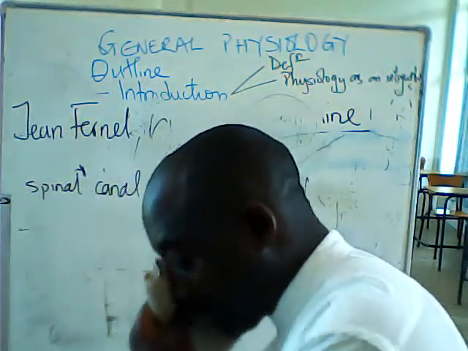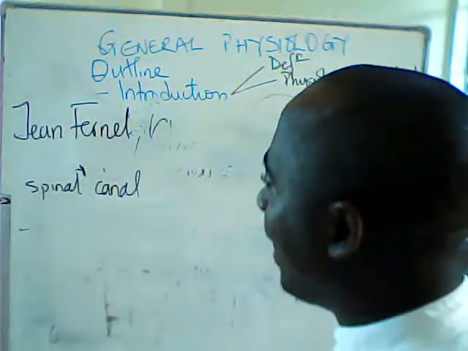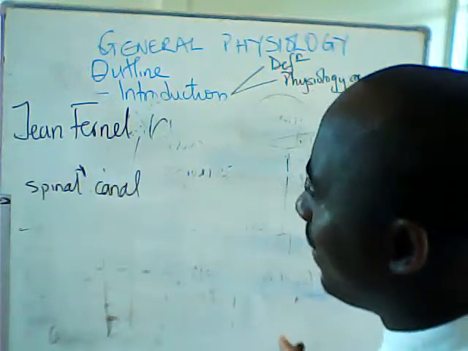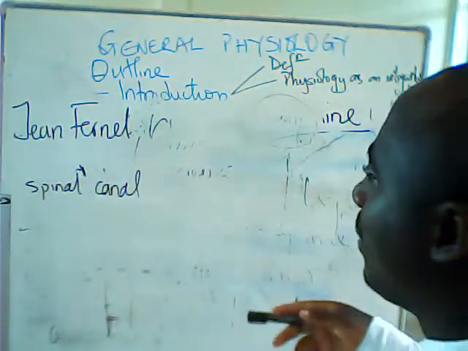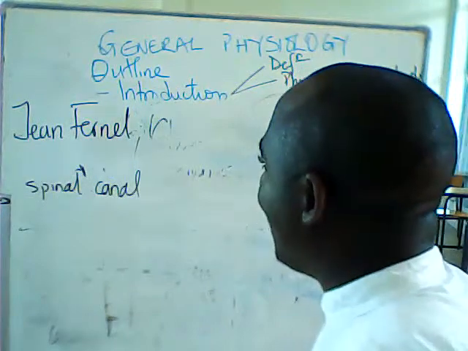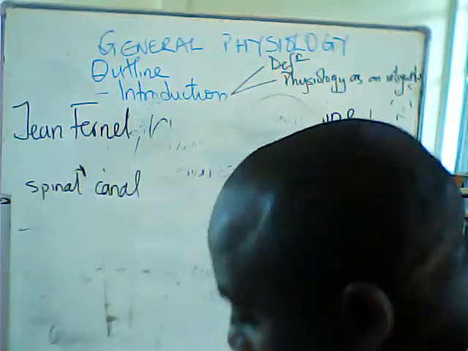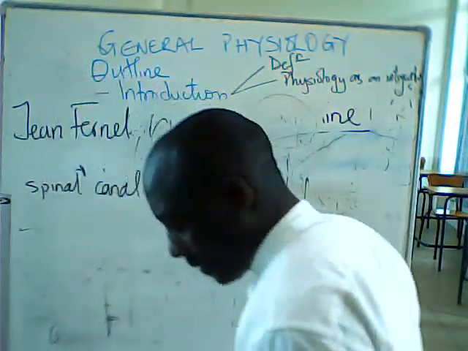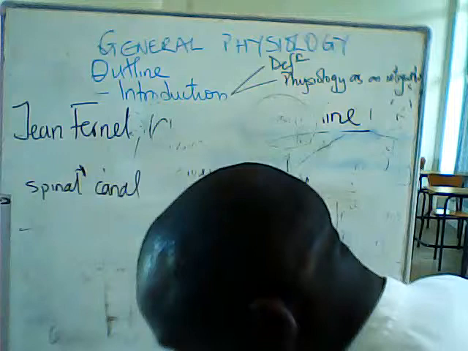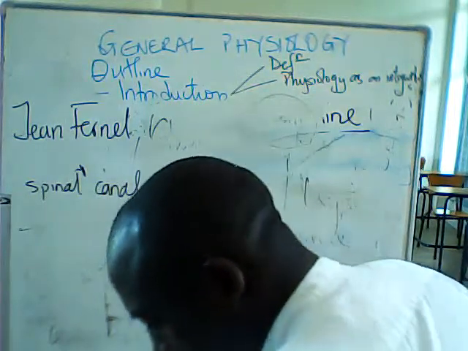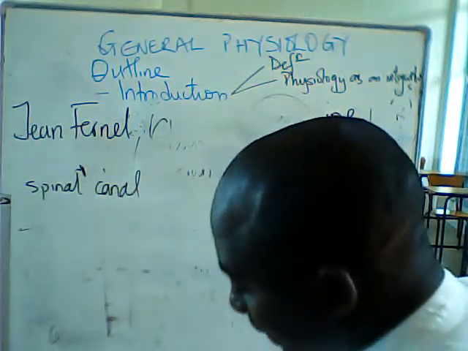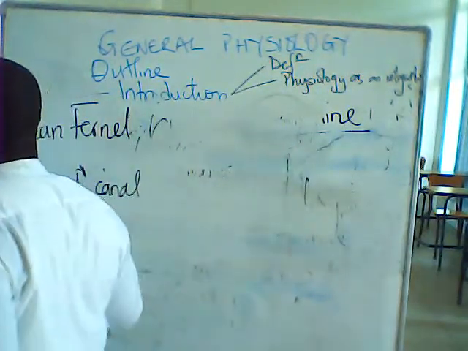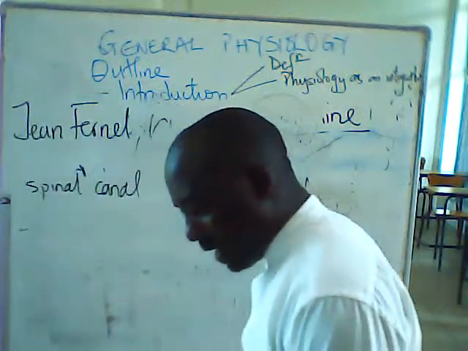Never have the mind that all that needs to be done has been done. That's what kills innovation and creativity. We end up being foot soldiers, just repeating what others have done. As the mind thinks, whatever you can imagine is accomplishable. So we've looked at Jean Fernel: he described the spinal canal, which is the space through which the spinal cord passes.